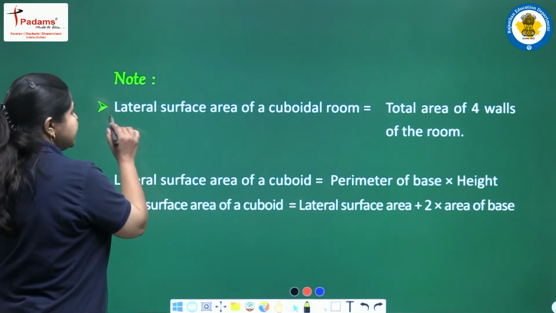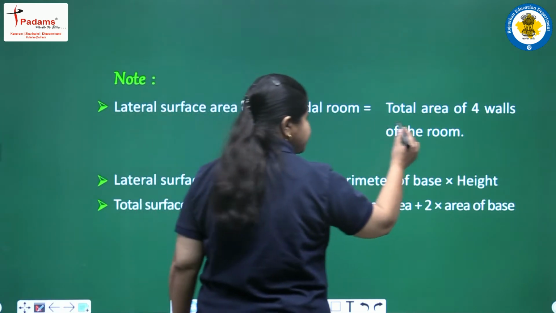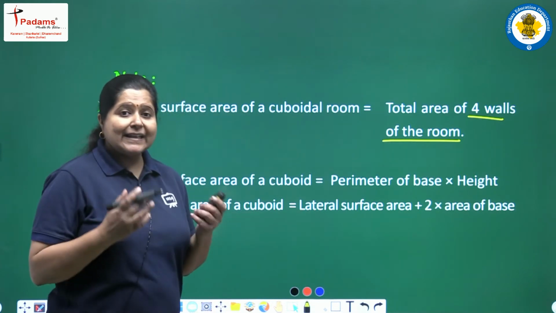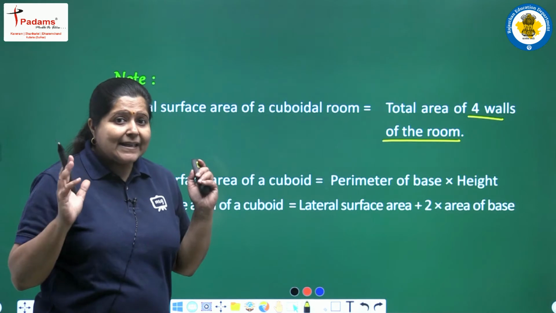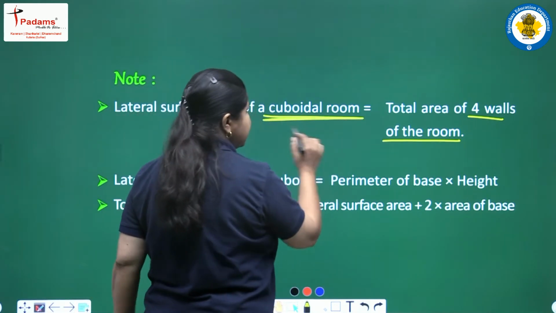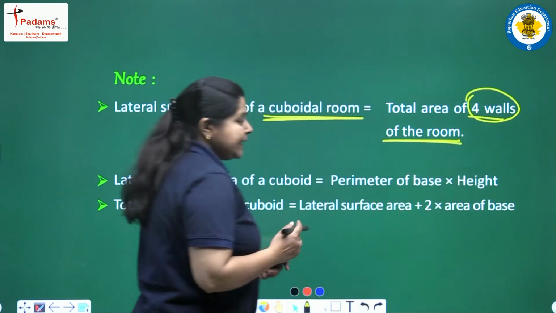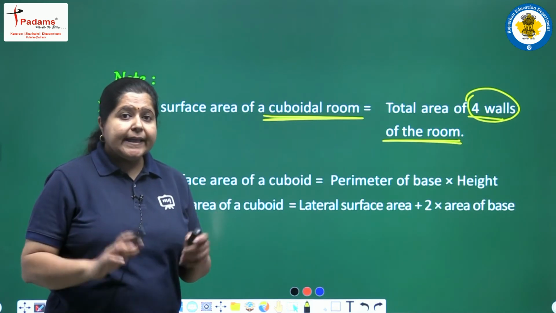What is it? The lateral surface area of a cuboidal room, it is equal to the total area of 4 walls of the room. Now the room in which you sit, in the classroom, in the room of your home, you sit in a room, and by the lateral surface area of a cuboidal room, we actually mean the total area of the 4 walls of the room. Here we don't consider the area of the roof and we don't consider the area of the floor.